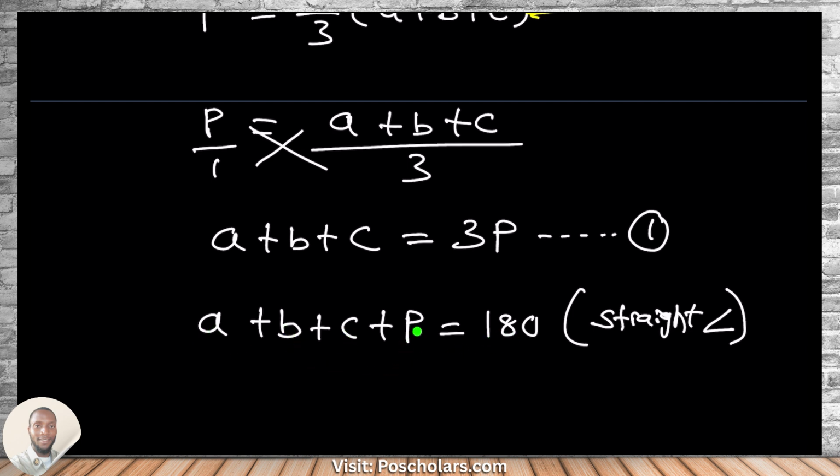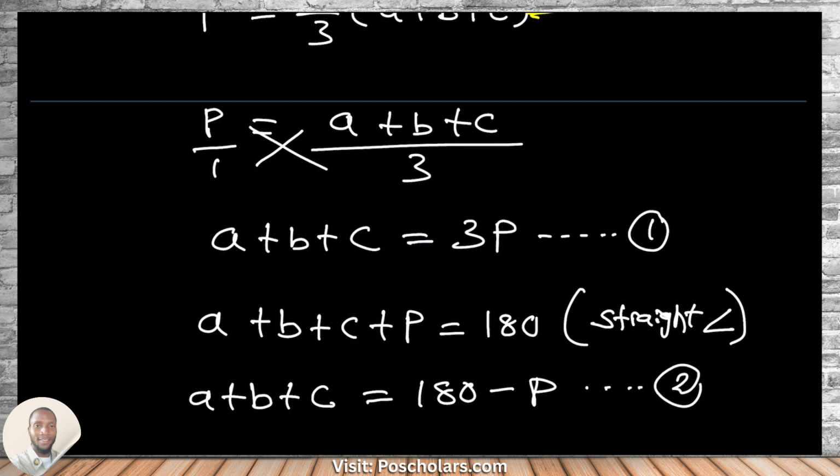So what we can do is subtract P from the left hand side and the right hand side so that we'll be left with A plus B plus C on the left hand side. So when we subtract P from both sides, we have A plus B plus C equals 180 minus P. The P here has moved here, right? Now we can name this one equation 2. So we have equation 1 and we have equation 2. Now, if you are very, very observant, you see that equation 1 says A plus B plus C equals 3P, and equation 2 says A plus B plus C equals 180 minus P. So this is equal to this, and this is still equal to this.